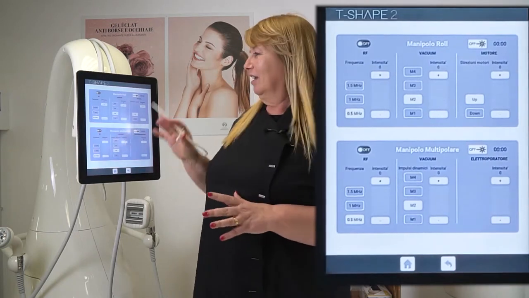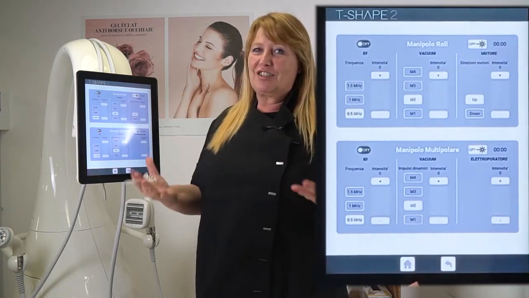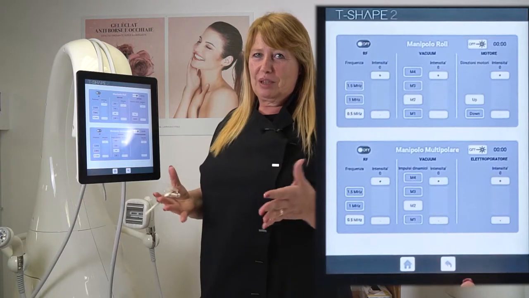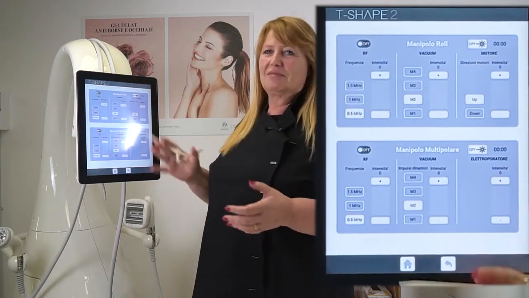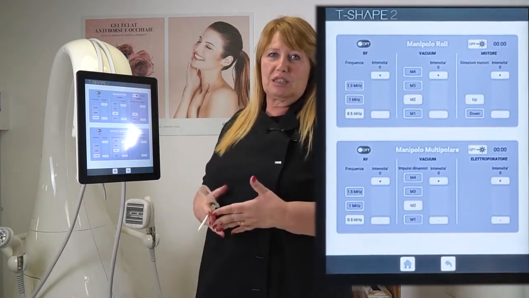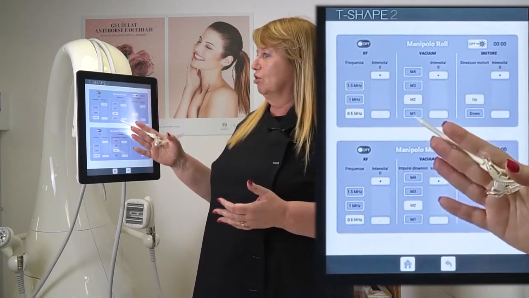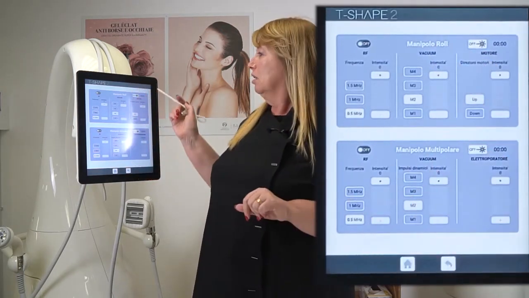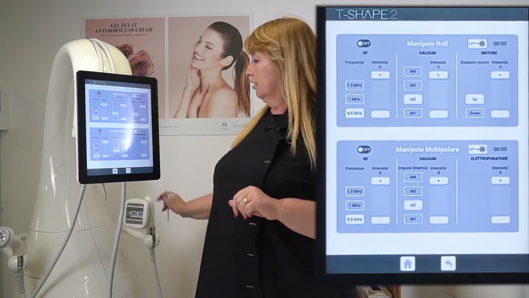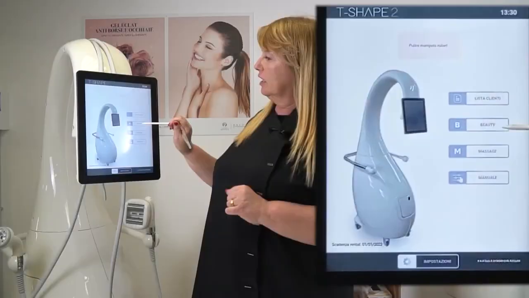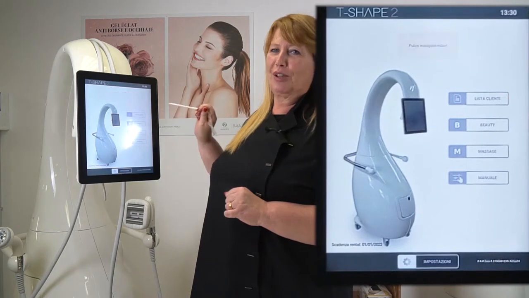It's the working method that we have used so far, that there are free settings and the connected handpiece will be recognized automatically. In this case, we have the roll handpiece and the multipolar handpiece, which then appear both on the screen. Now let's take a look at the protocols.